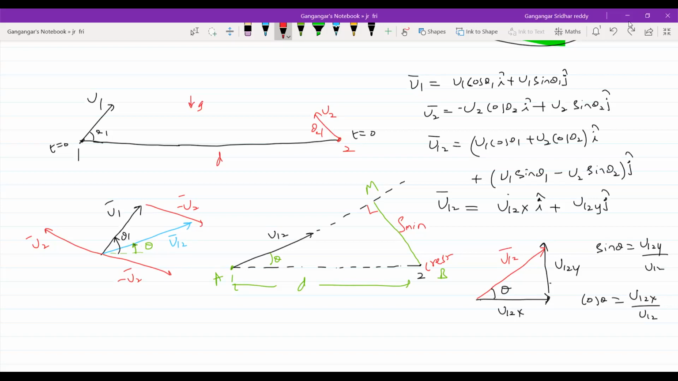Now, what is the minimum distance? So come to the mathematics, sine theta. Sine theta is equal to S minimum by D. S minimum is D sine theta. What is sine theta from here? u12y by u12. What is u12? The magnitude of this. You want the magnitude if you want.